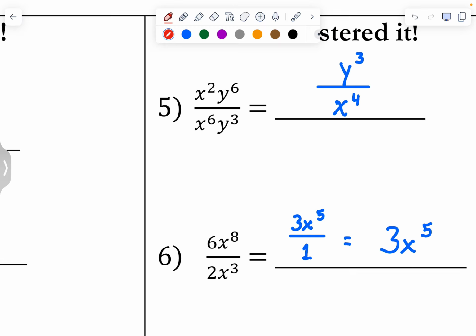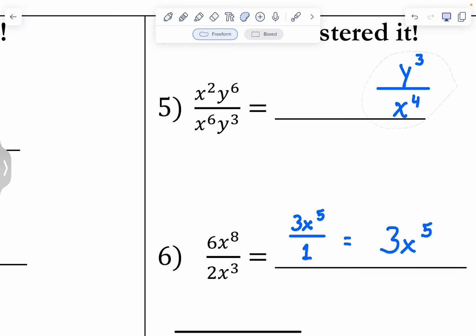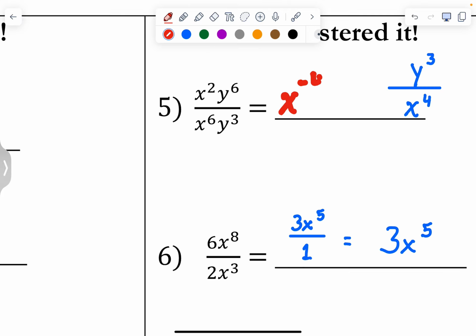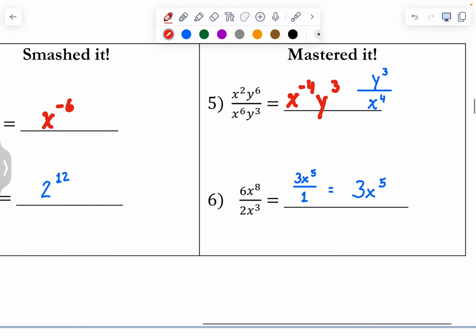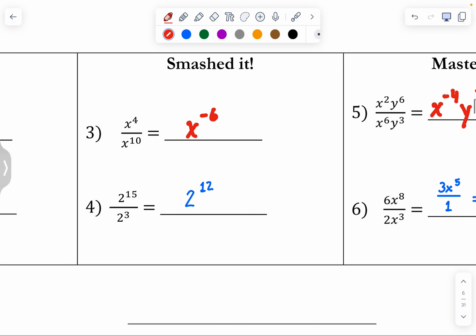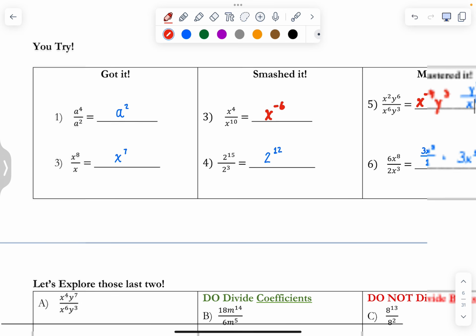And finally, these last few, you can only cancel the x's. This one, if we wanted to do this, the best way we would write it today, right now, is you would have x to the negative 4th, y to the 3rd. All right, and the last one, we are reducing. You should not have a 4x to the 5th. You should have a 3 because 6 divided by 2 is 3. So remember, we are reducing. So the exponents are the only things that are going to get subtracted, not the numbers in front. The coefficients, we reduce just like fractions.